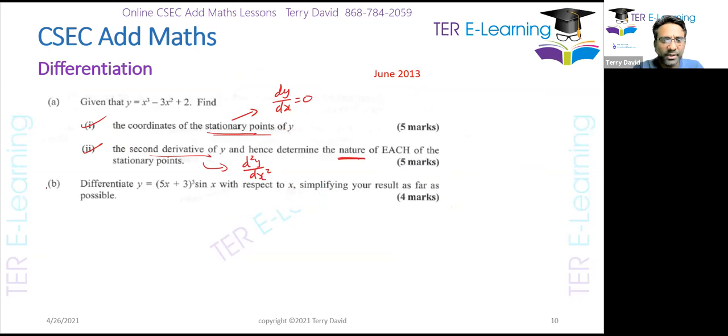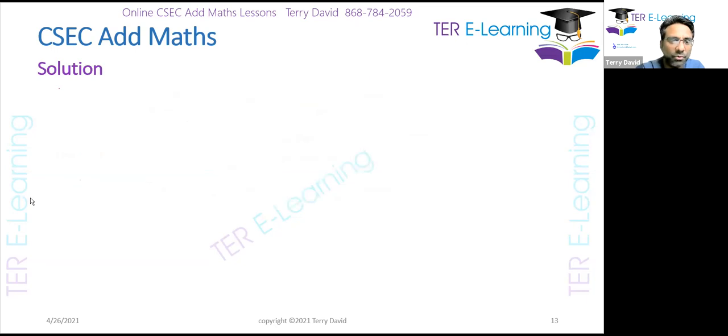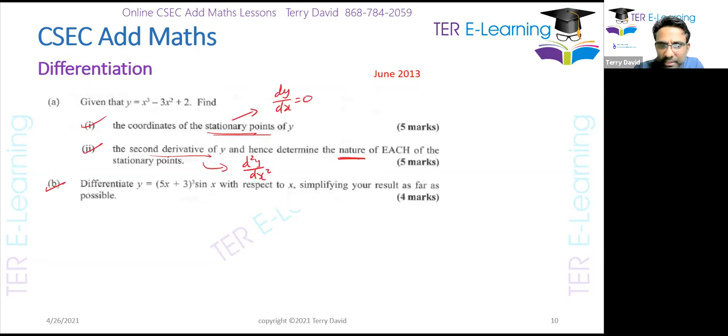Next thing we want to differentiate. We want to differentiate this here, right? So y is equal to 5x plus 3 cubed multiplied by sine x, and they want you to simplify your result. So here's what we're going to do. Now, you have to be able to look at expressions and determine what method of differentiation we're going to use here. If I just look at this, I can clearly see that I'm going to have to use the product rule in this case, where this is one term and this is another term, right?